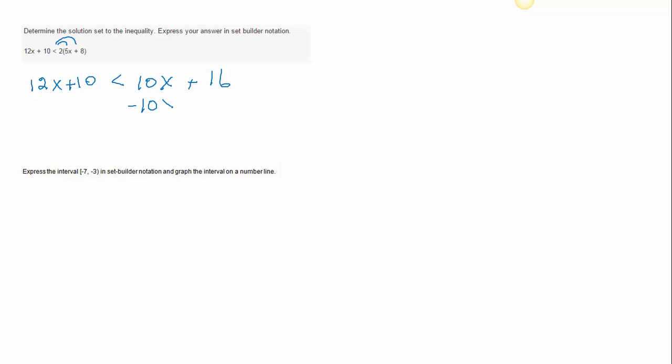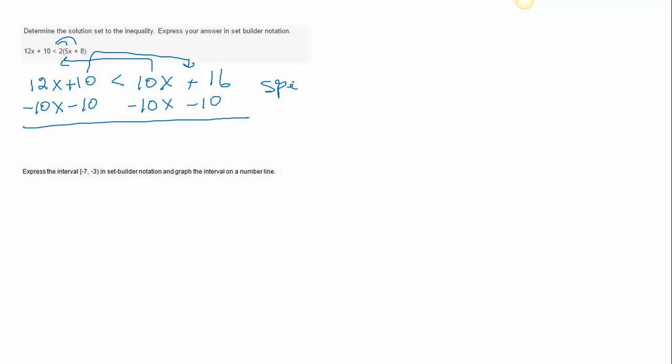Then we move the 10x to the left hand side. Subtract 10x from both sides. And move the 10 to the right side, so that we separate variables. Subtract 10, subtract 10. So all I did here is what we call separate variables. I move the x to the left by subtracting 10x from both sides, and I move the 10 to the right by subtracting 10 from both sides.